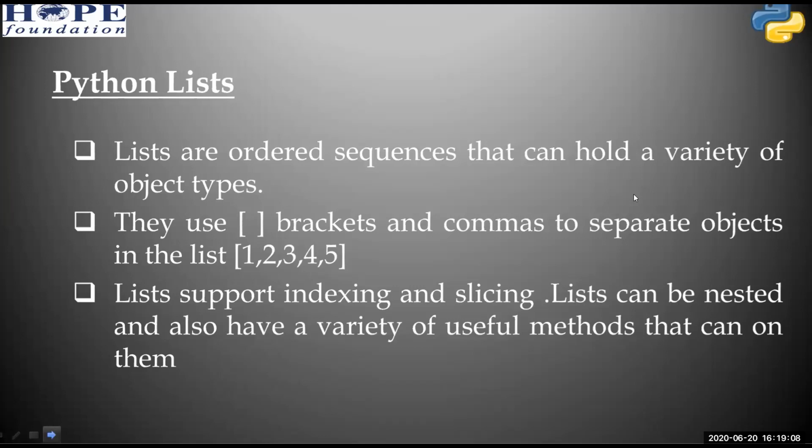Lists can be nested. Nested means we can give one more list inside a list. Lists also have a variety of useful methods that can act on them. Just imagine, guys, you have different values: numbers, strings, and floating point numbers. If you want to group them, you can use a list.